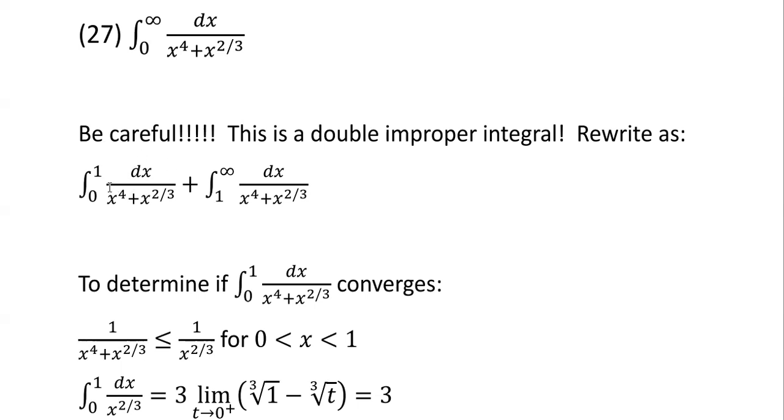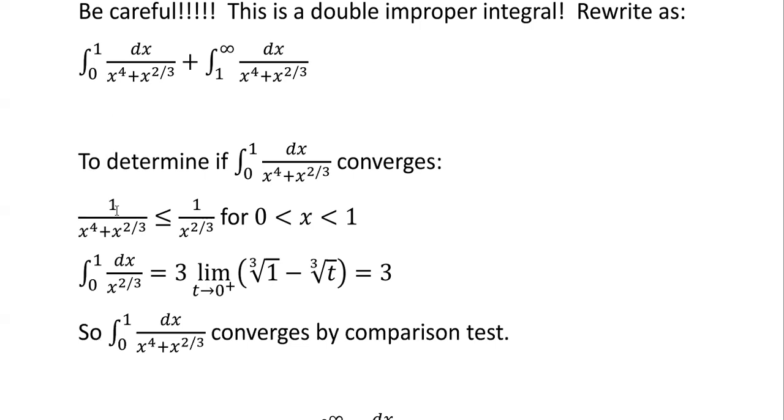Well, we can do a comparison test, okay? Our function, 1 over x to the fourth plus x to the 2/3 power, is less than or equal to 1 over x to the 2/3 power for x between 0 and 1. You can just imagine, even though the value of x is quite small, we're adding something into the denominator. So the denominator is going to be bigger, which means we're dividing by more. And so the final value will be smaller.